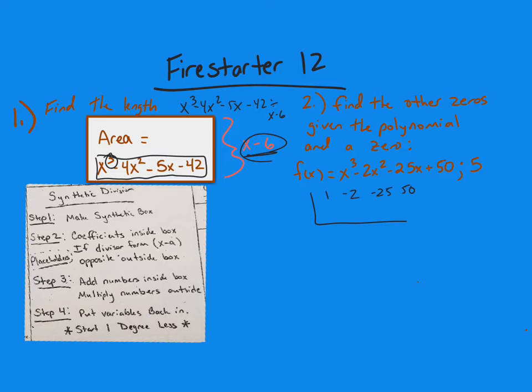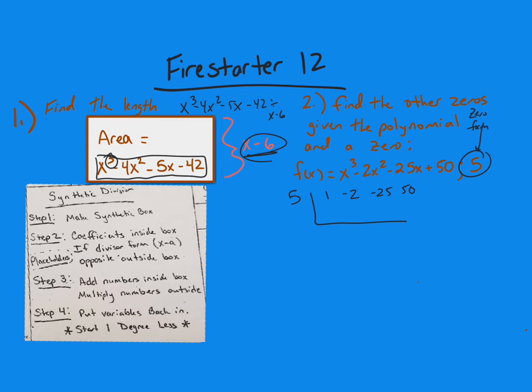Now, remember, this says if divisor form right here, you put the opposite outside the box. This is not divisor form. This is 0 form. So outside my box, I just put 5. I do not change it. That's important.